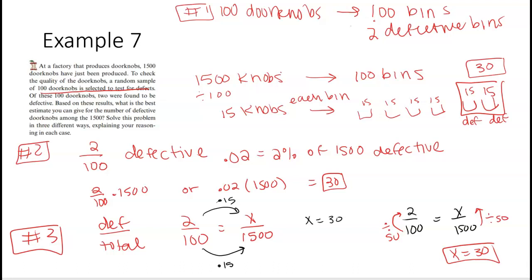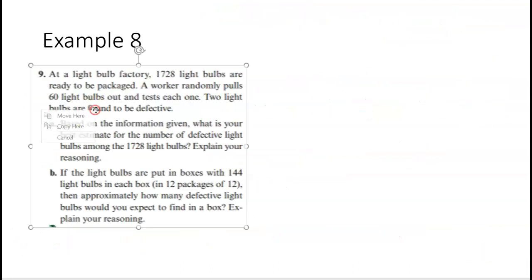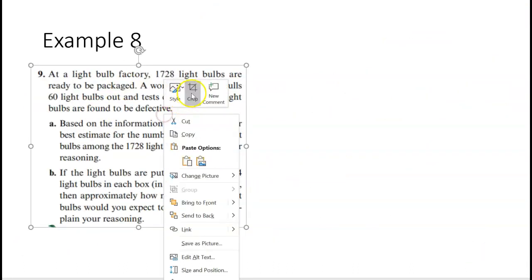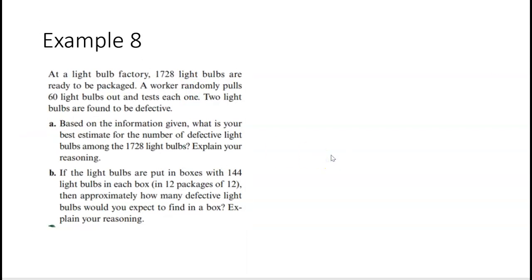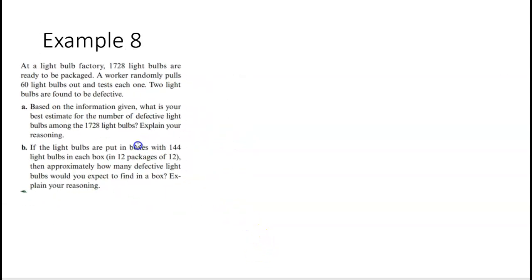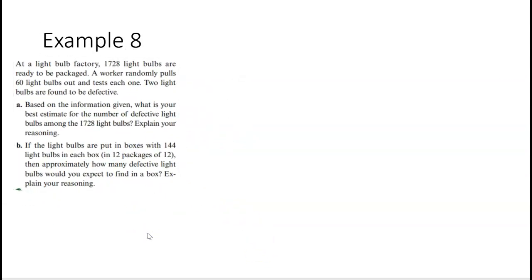Let's do another one. At a light bulb factory, 1728 light bulbs are ready to be packaged. A worker randomly pulls 60 out and tests each one, and 2 are defective. All right, I'm going to make this smaller. All right, so what do we know here? We've got 1728 total, 60, and 2 are defective. Based on the information, what is the best estimate for the number of defective light bulbs among the 1728?